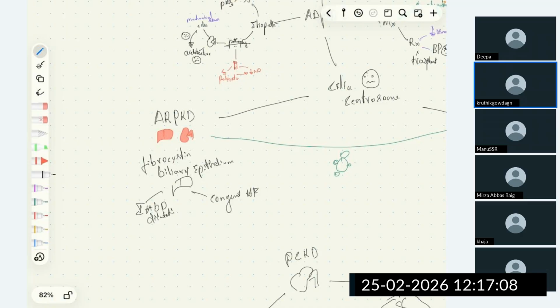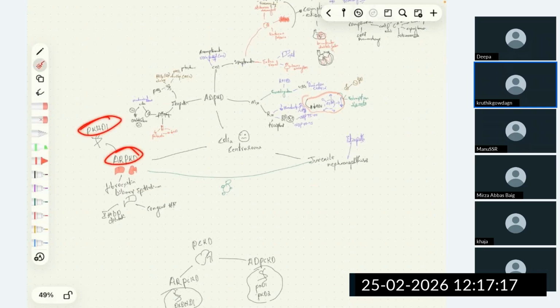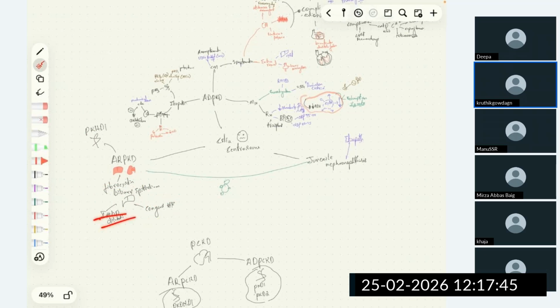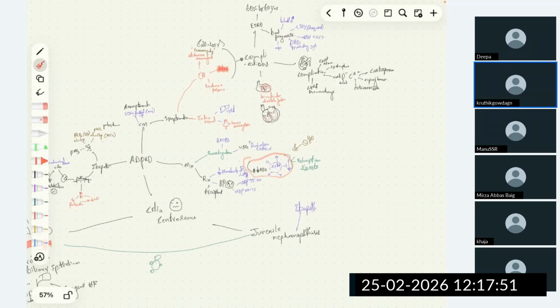These are few points important under ARPKD: PKHD1 gene, hepatic and renal manifestation. Renal manifestation is cystic disease. Clinical manifestation we see when we discuss ADPKD. But also we have hepatic manifestation, that is due to impairment of fibrocystin, which is encoded by this gene in the biliary epithelium. We see hepatic manifestation as congenital hepatic fibrosis and intrahepatic bile duct dilatation. This is about ARPKD. And then we see ADPKD, that is autosomal dominant polycystic kidney disease.